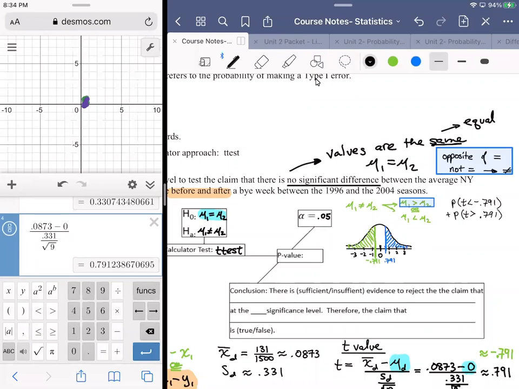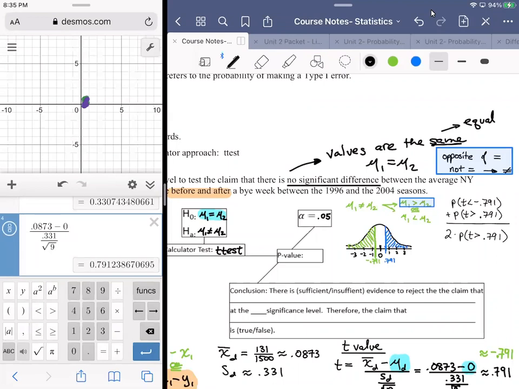plus the probability that t is greater than positive 0.791. Now, what a lot of people will do is say, well, it's symmetrical. So I can do one of two things. I could find the area in between the two and subtract from 1 because the total area under the curve is equal to 1. Or we could find double the probability that t is greater than 0.791. You can go either way. There's a bunch of different ways you can go.